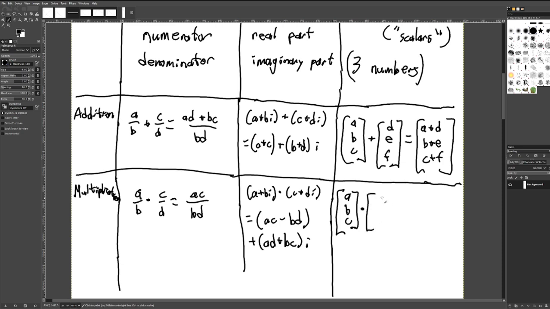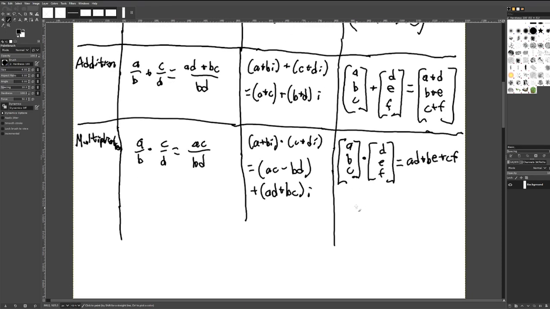One is the dot product or inner product. abc times def equals ad plus be plus cf, where you multiply component-wise, but then add all of the components together. And this is not a vector. This is a scalar, a member of the underlying scalar field of the vector field. So this is one way to multiply vectors.